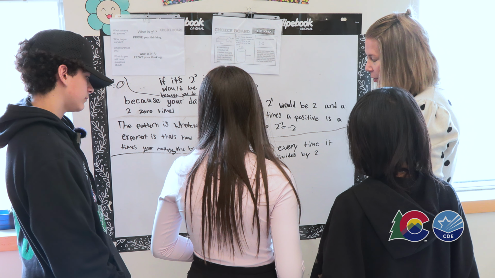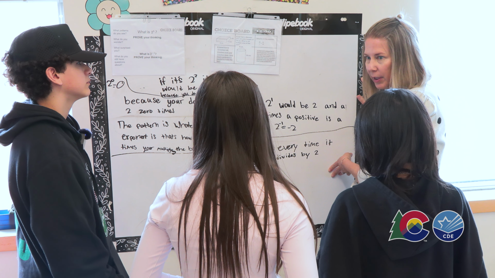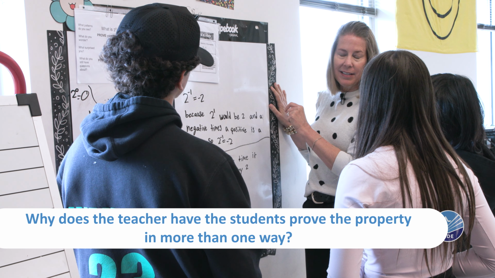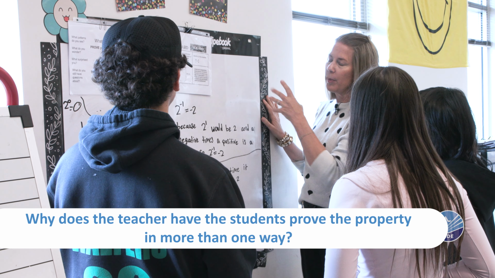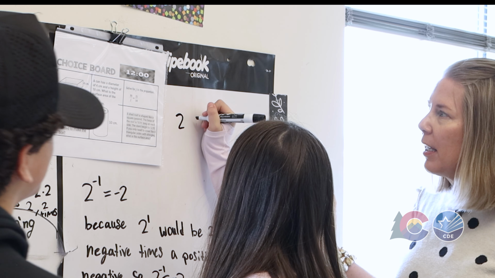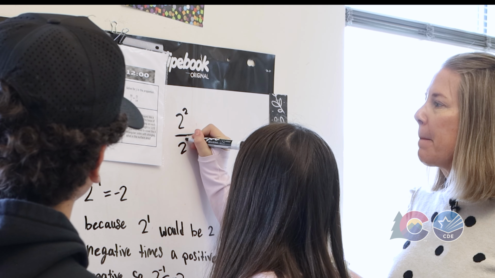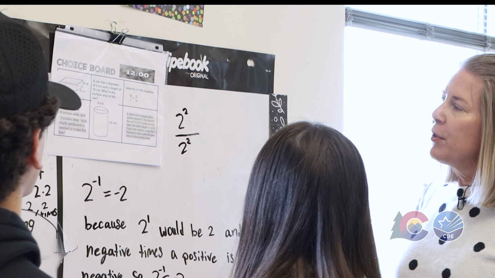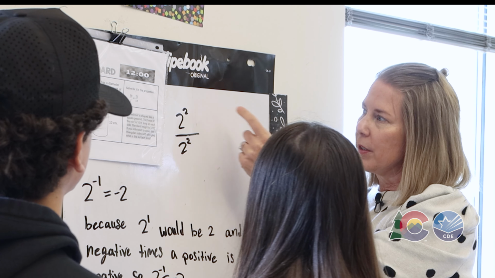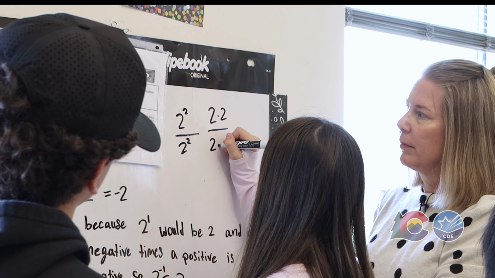Okay. So, you know how we were talking about the quotient of powers property? Can you think of a problem using the quotient of powers property where we would get an answer with an exponent of 0? Divided by 2 to the power 2. Okay, great. So if we were to show this in expanded form, what would 2 to the second look like? 2 times 2. Yep.